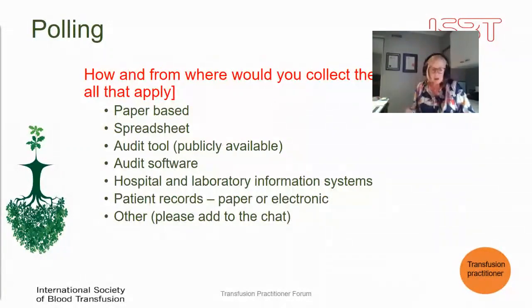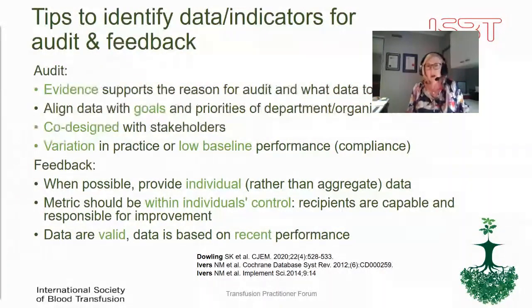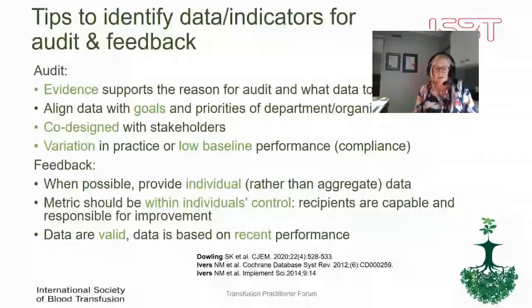So I guess how and where we collect data will actually be influenced by our own environment. So, some tips to actually identify data or the indicators for data and to provide feedback. It's important to actually have evidence that supports the reason that we're doing the audit and what data that we could collect. So clearly in and around the area of anaemia management or anaemia assessment, there is actually lots of peer-reviewed literature there that can help us support this and provides evidence for what we're actually looking at doing in this audit. We can align the data that we collect with goals and priorities for our department.